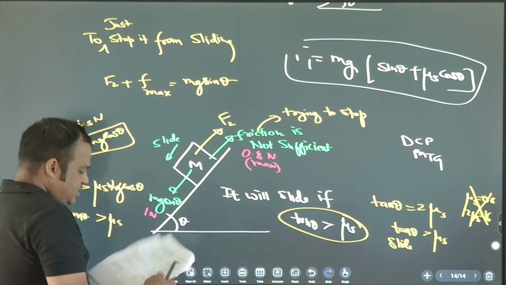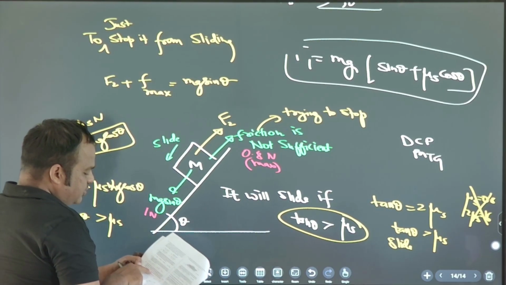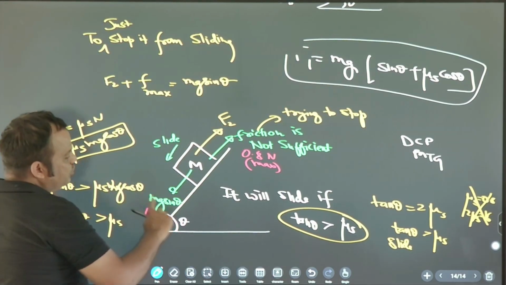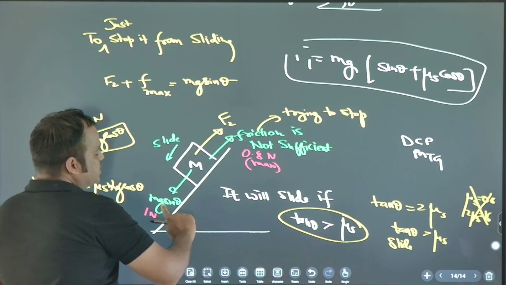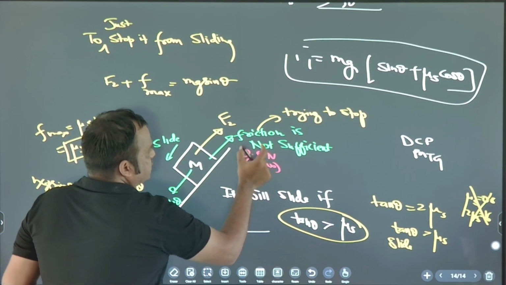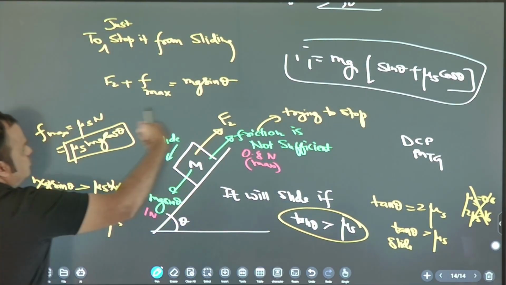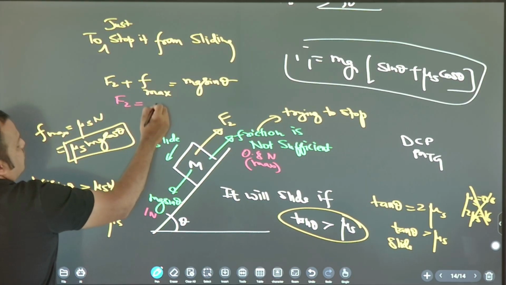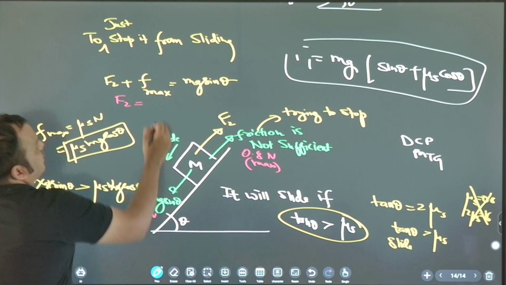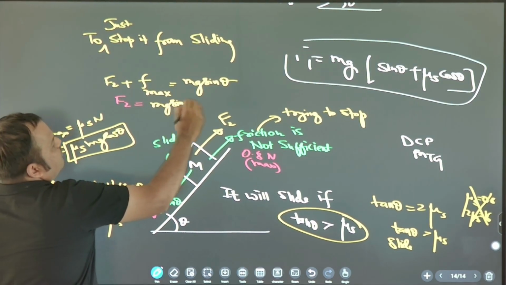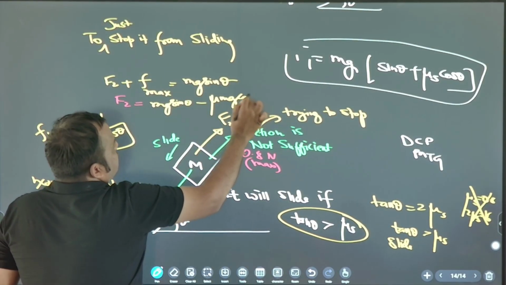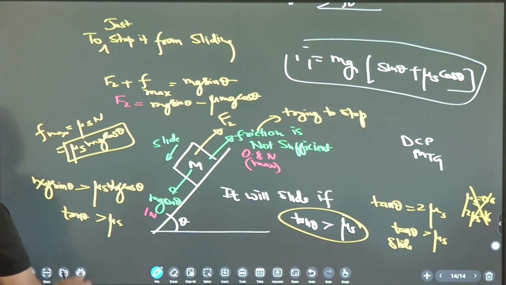Read the question again: minimum force needed to prevent it from sliding. That is F2. So how do you find F2? It is the difference of mg sin theta and the maximum value of friction. Take it to the right side. So F2 is equal to mg sin theta minus the maximum value of friction, mu mg cos theta. Okay, clear? Note down. So that is F2.